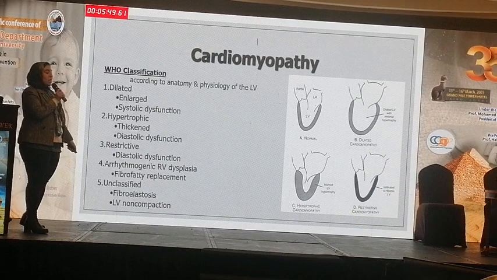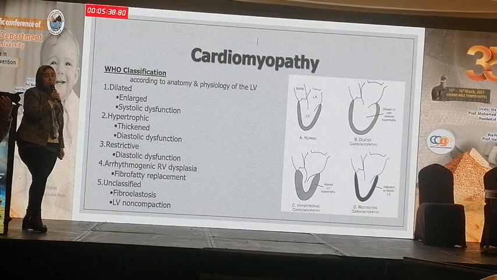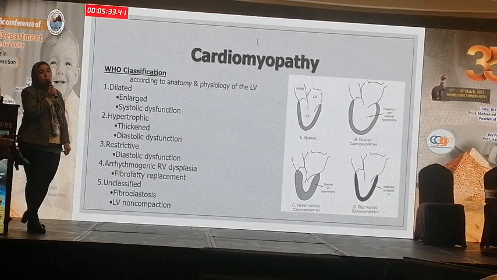The fourth type is arrhythmogenic right ventricular dysplasia, in which the right ventricle is replaced by fibrofatty tissue. And the fifth class is the unclassified cardiomyopathies, which may be due to fibroelastosis or left ventricular non-compaction.